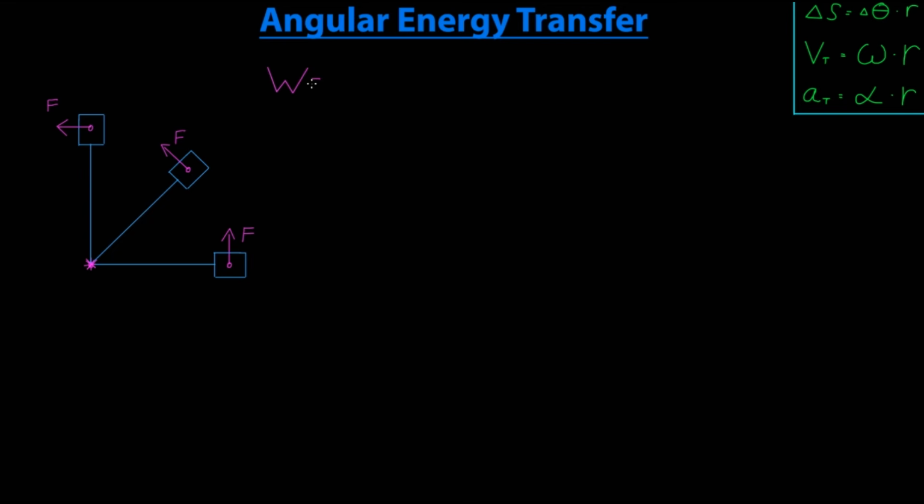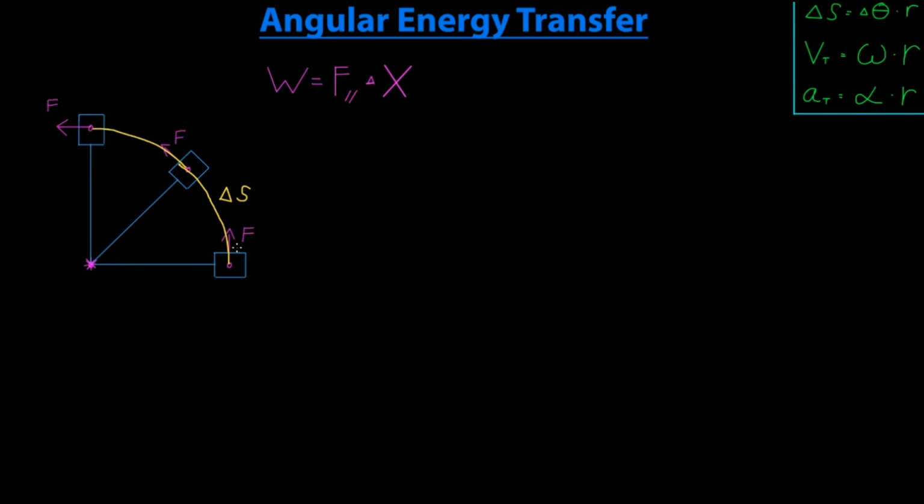Now, for those of you who remember, the work equation is force parallel times delta x, where the force is parallel to the displacement. Now, in this case, the displacement, or actually the path length, I should say, that is traveled, is not a straight line. It curves because it's on a circular path. And if you remember, this was delta s, or arc length.